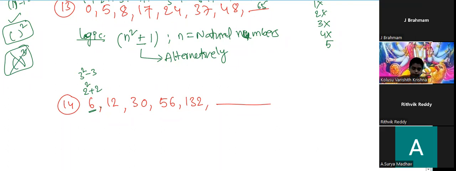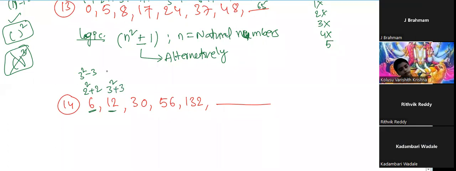Okay, the first number may be 2 square plus 2 or 3 square minus 3. It can be any one of these two. Next, 3 square minus 3 is 6, and 4 square minus 4 is 12. 3 square is 9, not 6 square. So it's 3 square plus 3, and 3 square is 9, plus 3. Very good. Or it can be 4 square minus 4 also, no? Yes, sir, that's what I'm telling.